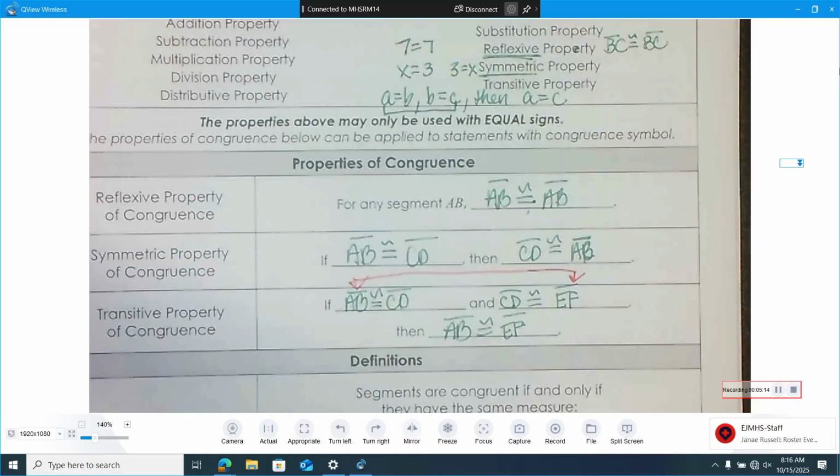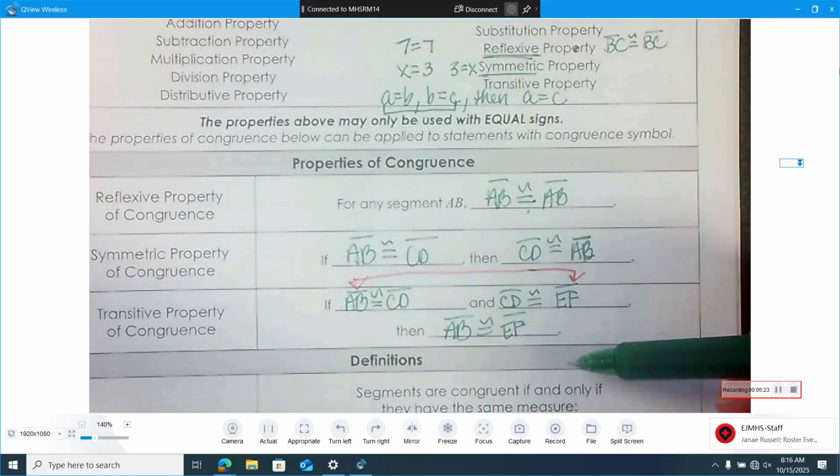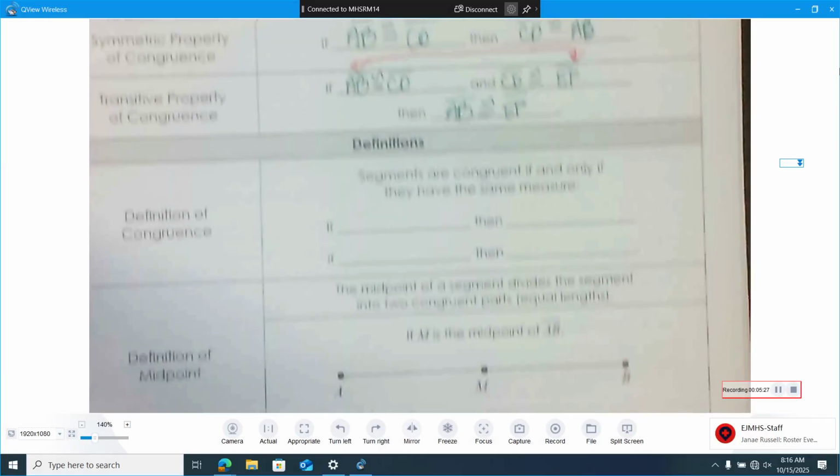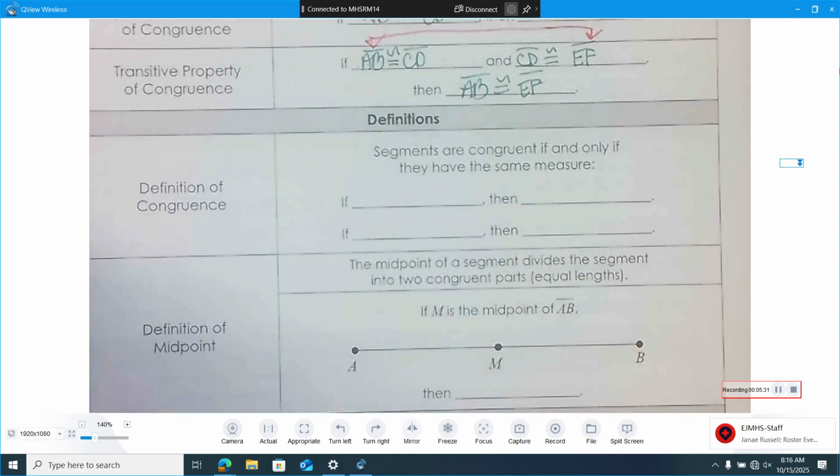All right, so we do have some extra definitions that we want to make sure we're really clear on. Any questions on the reflexive, symmetric, transitive? Yeah? Okay. All right, so we have some definitions here. The definition of congruence, and again, this is kind of a nitpicky thing for proofs, all right? We have to be pretty careful when we do proofs.